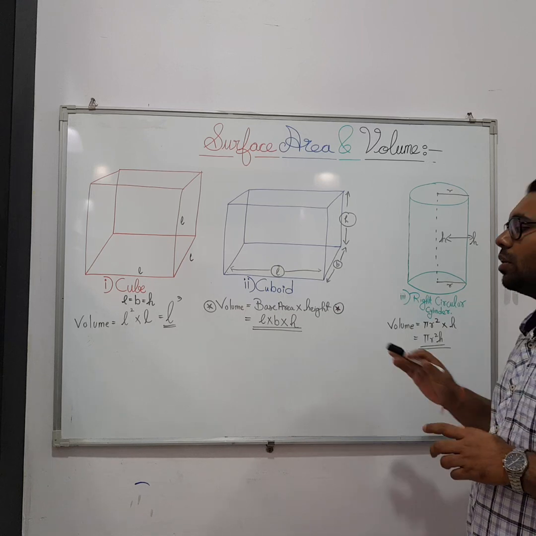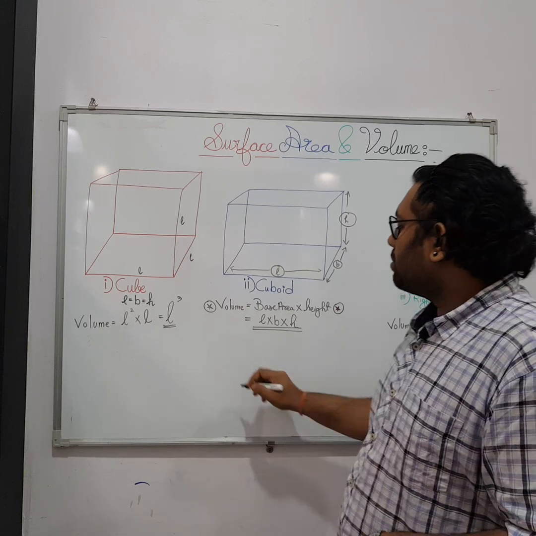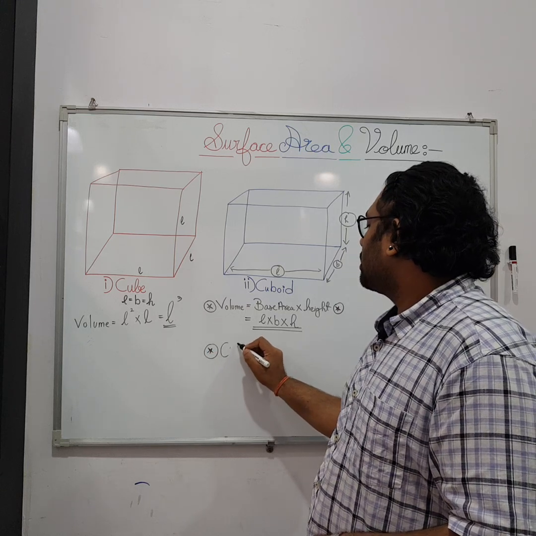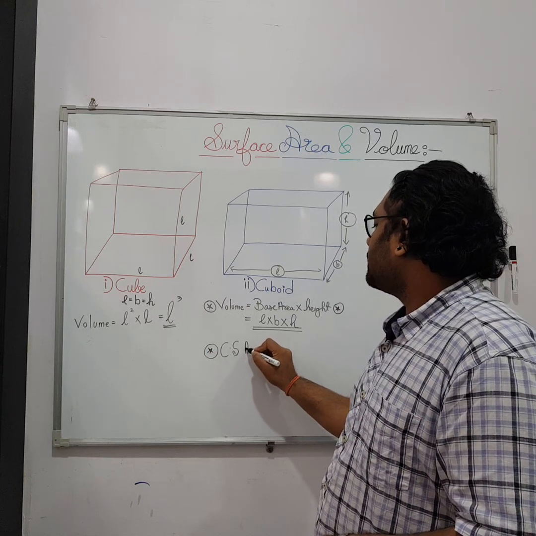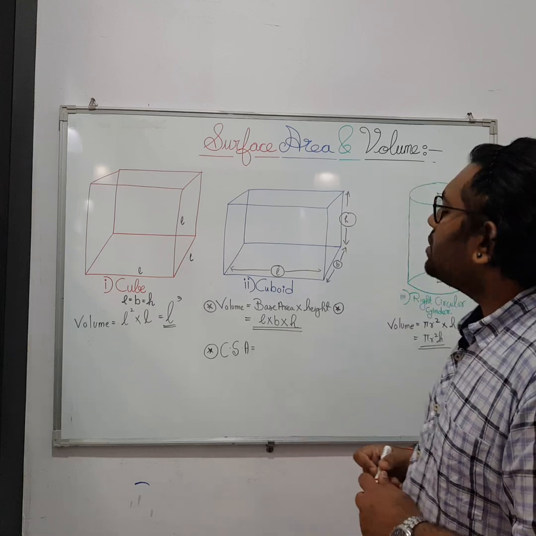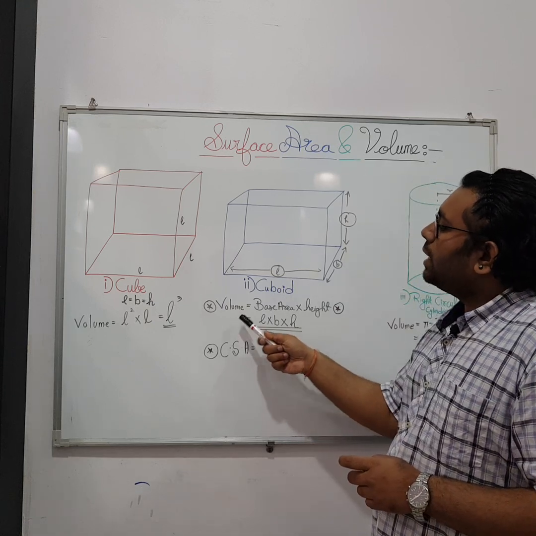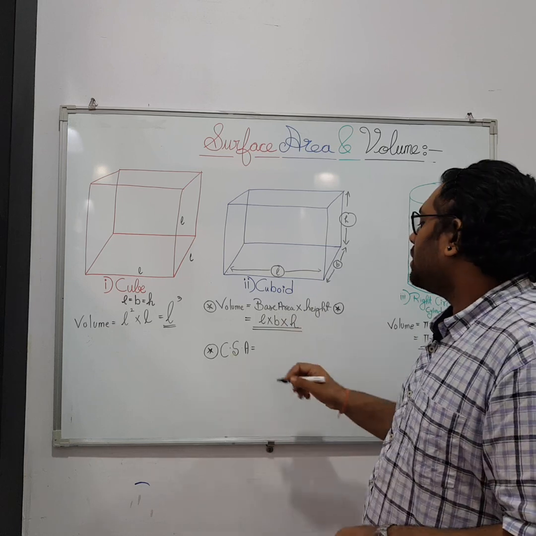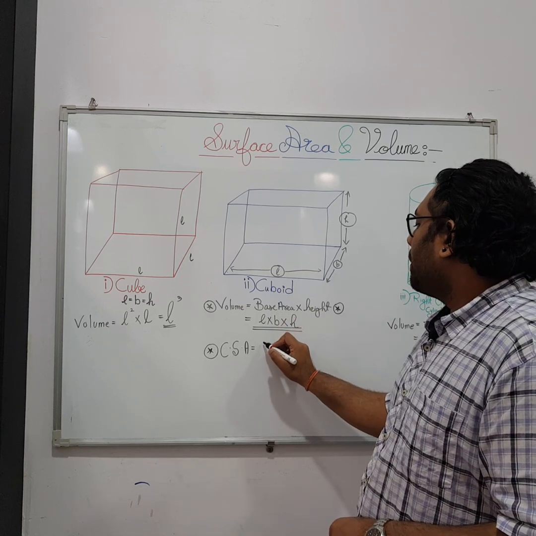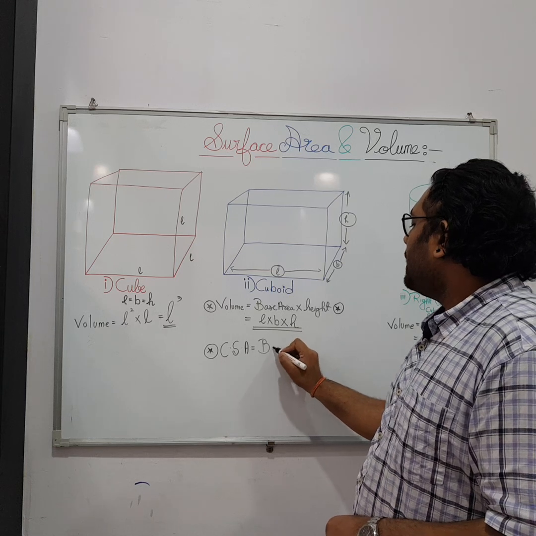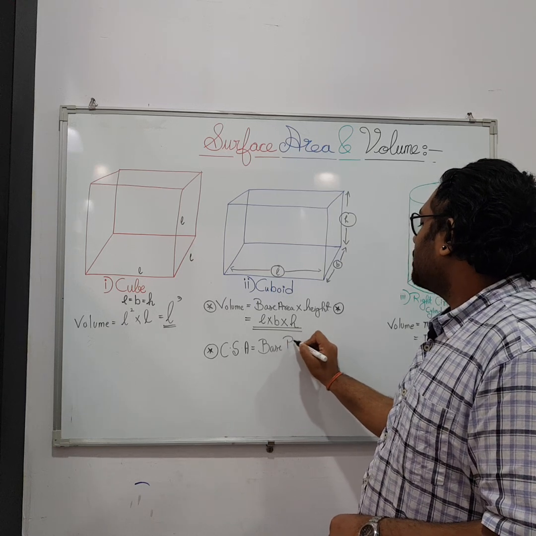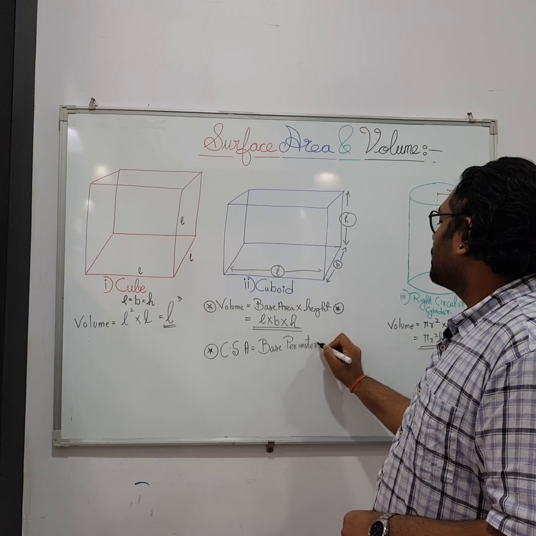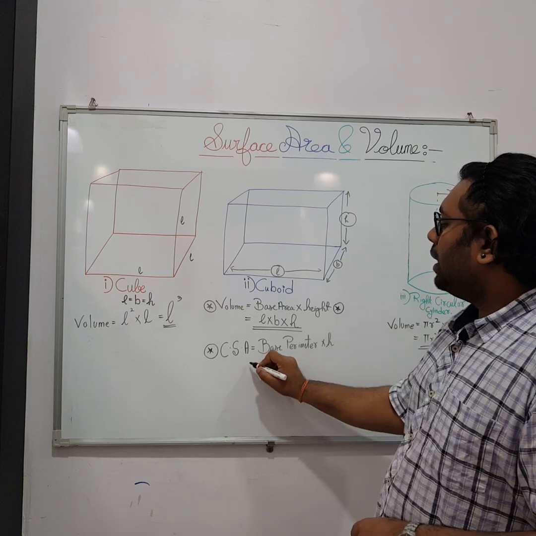Now let's talk about curved surface area. There is a master formula for curved surface area as well. I'll write it down. The curved surface area is denoted as CSA. Now, the volume is denoted by base area into height. Similarly, the curved surface area is denoted by base perimeter into height. Let's check it out.